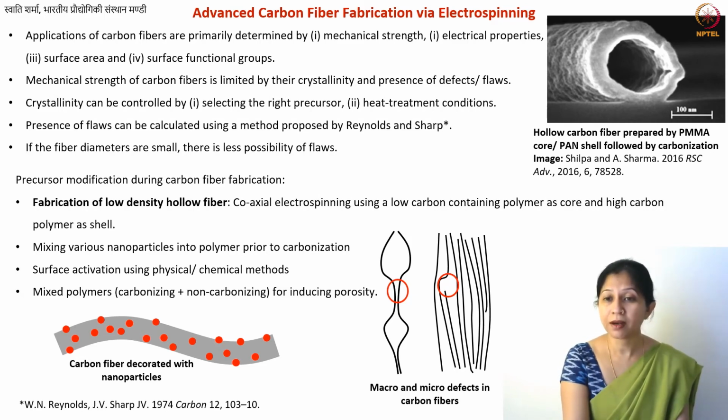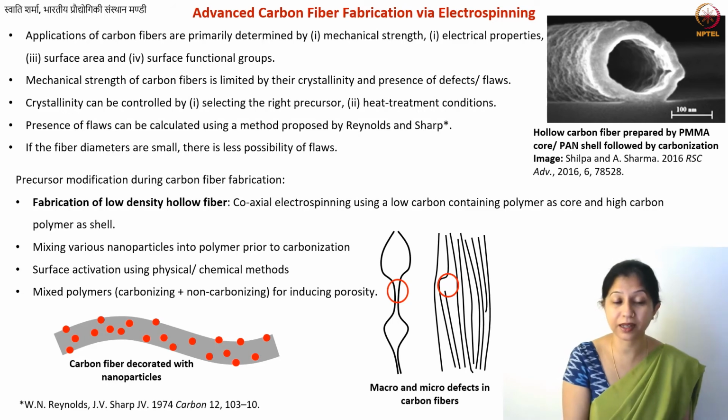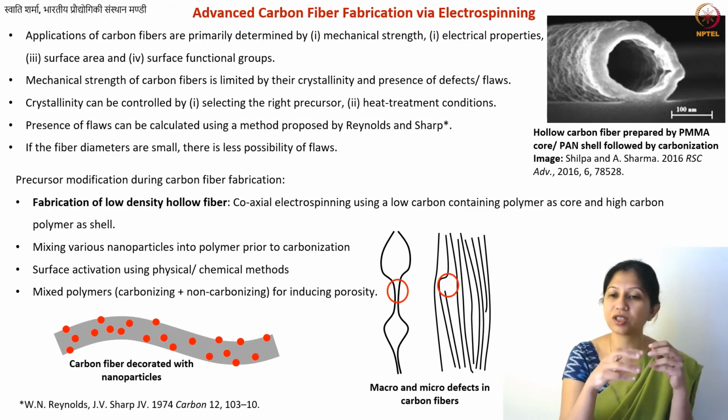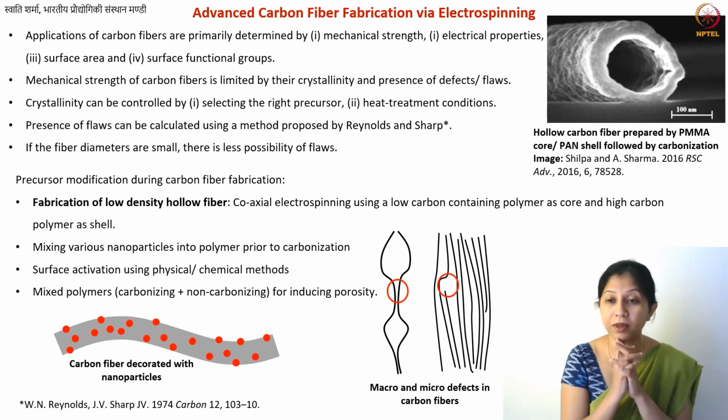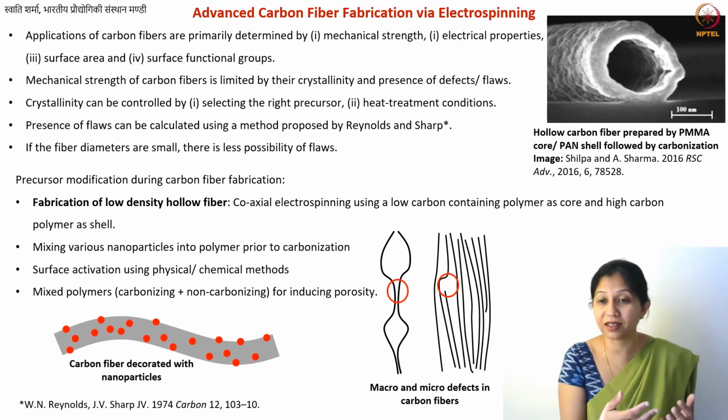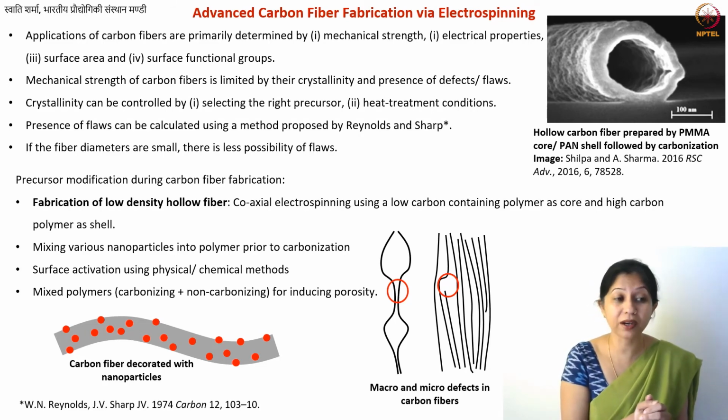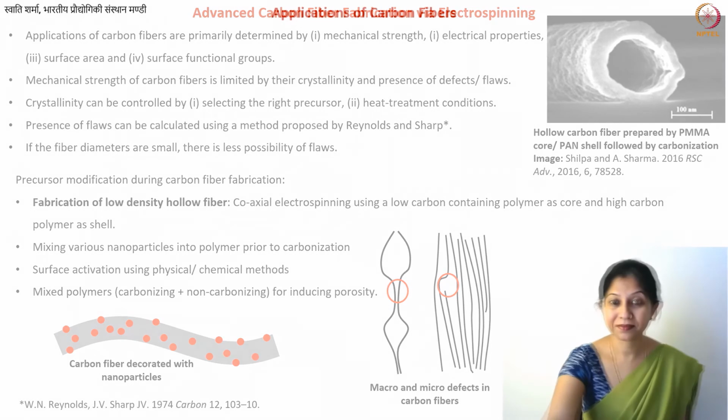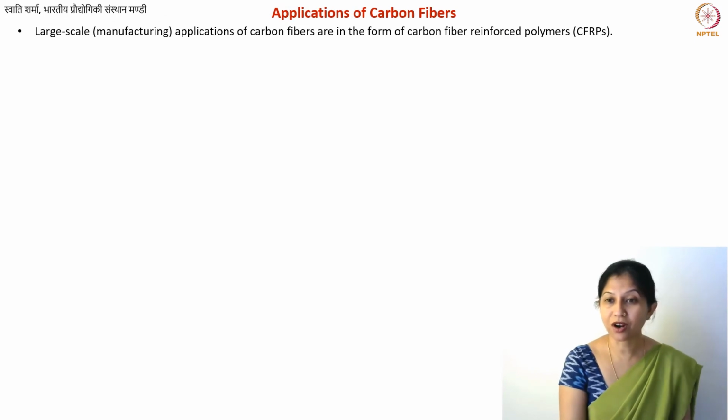Of course, you can make different types of mixtures of carbonizing and non-carbonizing polymers, like I showed in the hollow cylinder there. These hollow fibers had a core-shell like geometry, but if you just make a mixture and then perform the electrospinning, then carbonize it, what you will get is highly porous carbons. Then you go on activating these porous carbons further, and you can imagine how much surface area is available for your application. So let's now talk about the applications.